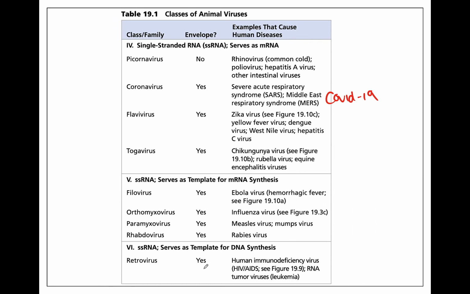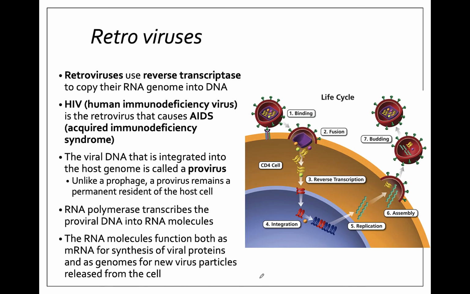And then this last group down here is called a retrovirus. And it's a single-stranded RNA that has to be turned into DNA. So in this case, the RNA has to be kind of retrofitted back into DNA. And the example that we have that's really common is HIV, human immunodeficiency virus, in humans. So a retrovirus uses a specific enzyme called reverse transcriptase. And reverse transcriptase does the opposite of transcription.